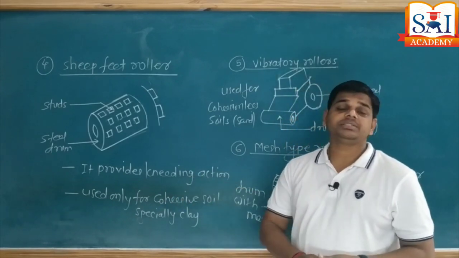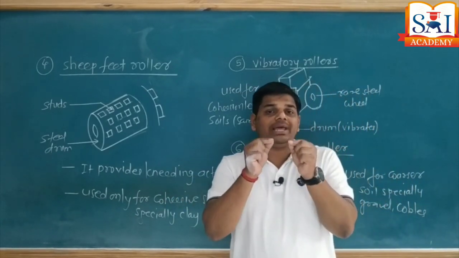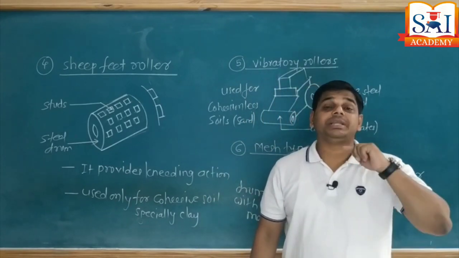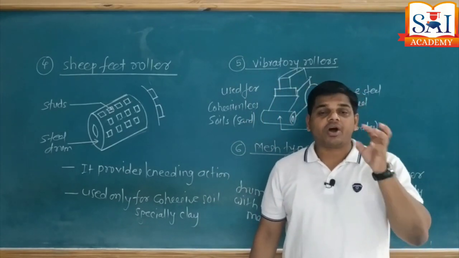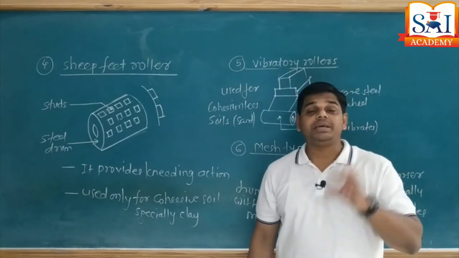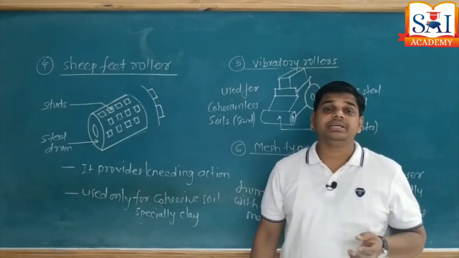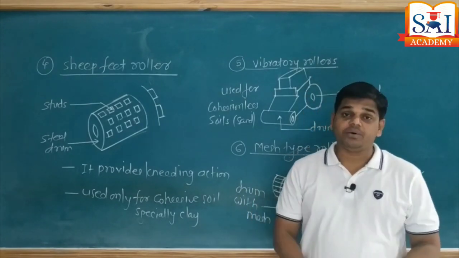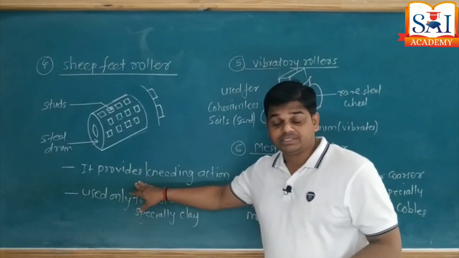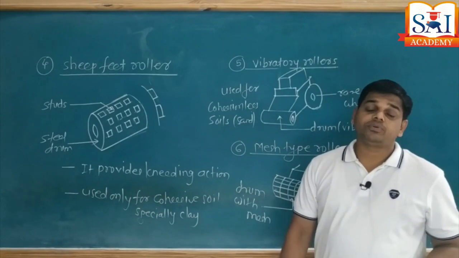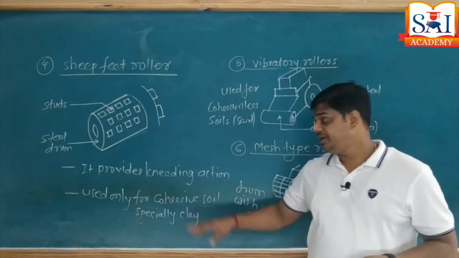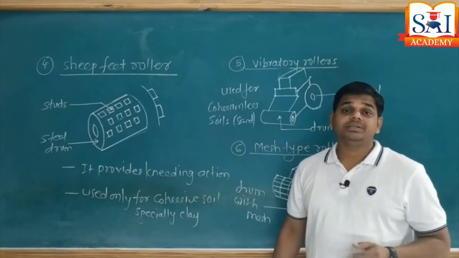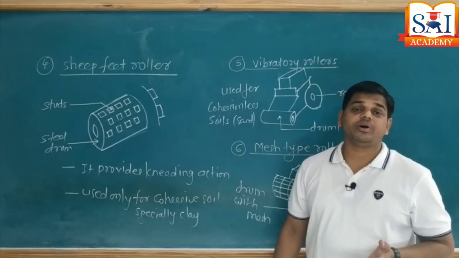Kneading action means slow application of pressure on the same point with repetitions, and when constant pressure is applied at the same point with a number of repetitions, the soil gets compacted with a high degree of compaction. So make this underline with a different color pen. The sheep foot roller works on the principle of kneading action, and as the studs are mounted there, there is no question of soil sticking to the surface.